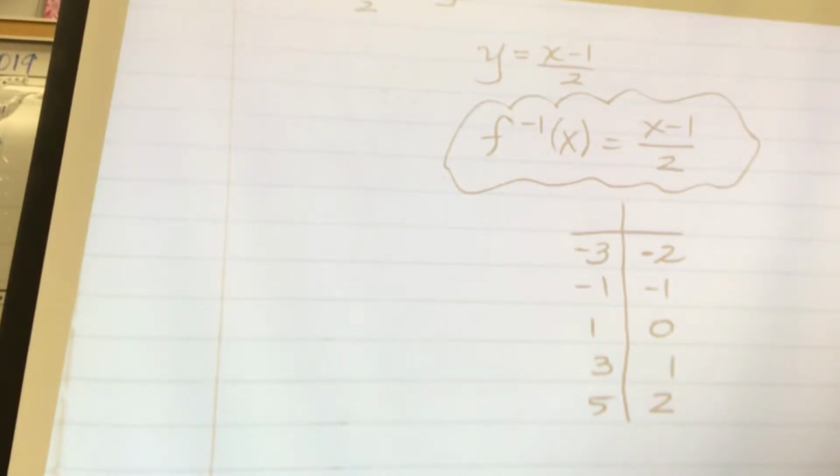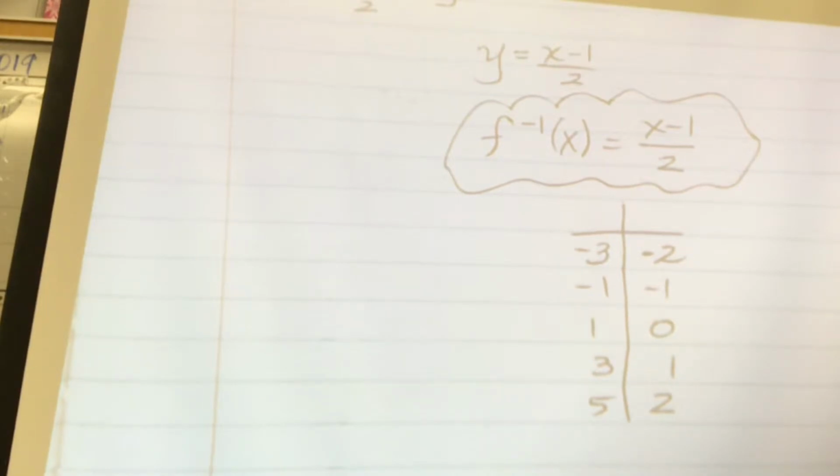How can you check if your answer is right tonight? What do you know about the tables of the two? Make a table for the original and then make a table for your answer. And what should be true about the two tables? They should match, right? The x's and the y's should be switched, okay? So after tonight's homework, you shouldn't be like, oh God, I hope I did this right. Every single one can be checked.